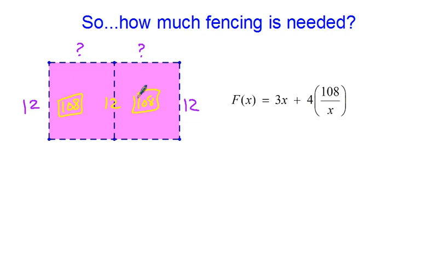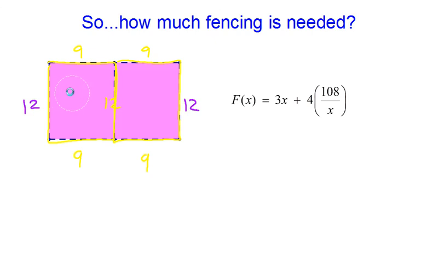108 divided by 12 is 9. And so we get 9 for that. Okay, so we want 12 by 9 subplots, and that should minimize the amount of fence needed to enclose this area. Let me go ahead and write these in all the way around and clean up the additional information.